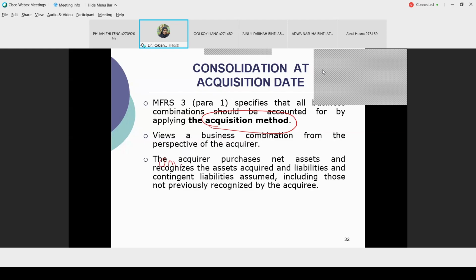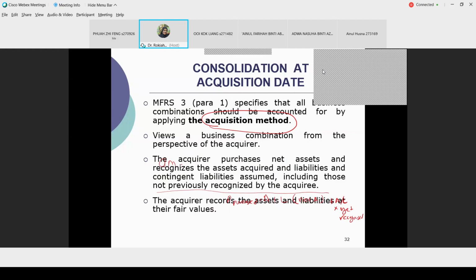It means that the parent is going to purchase all the net assets and recognize the assets acquired, and liabilities and contingent liabilities assumed, including those not previously recognized by the acquiree. So when they purchase the net assets, here is your asset, they purchase the asset, liability. So the parent is going to purchase net asset. Net asset is asset minus your liability. And also assets or liabilities which are not previously recognized, not yet recognized. Later on, you will understand about this one.